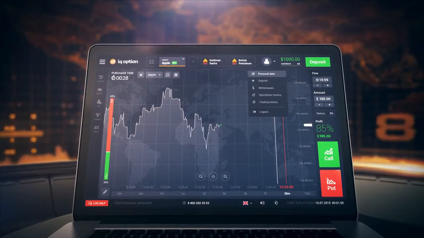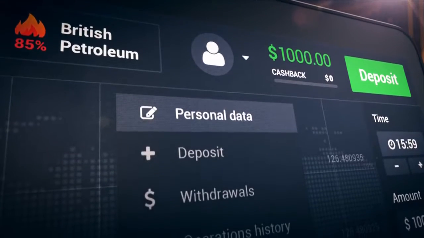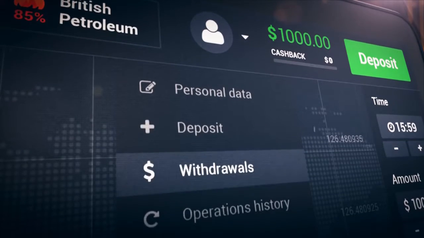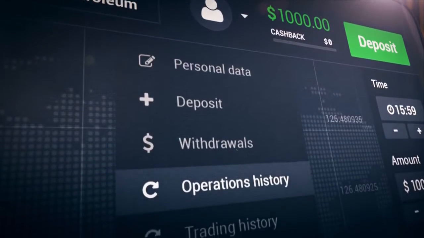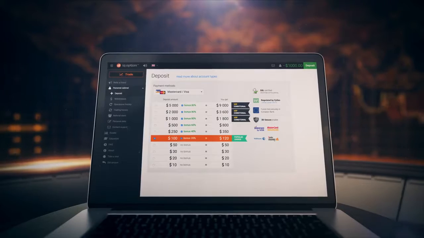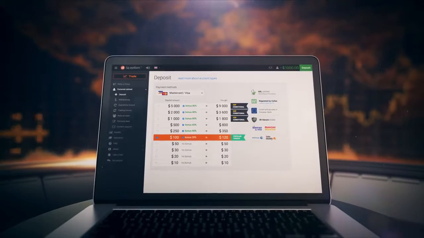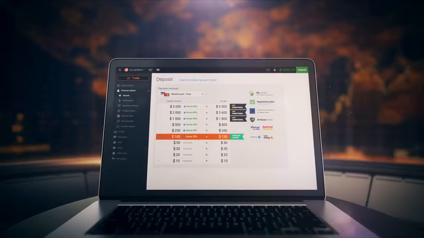In the account management menu, you can change personal information, make a deposit, withdraw funds, and view transaction history. For real money trading, you must select a payment method and enter the desired amount, which is instantly credited to your balance.